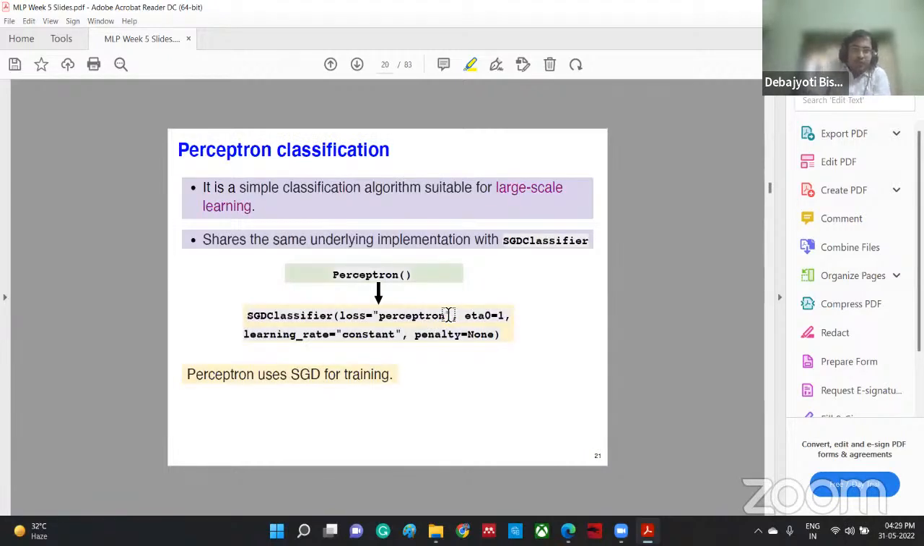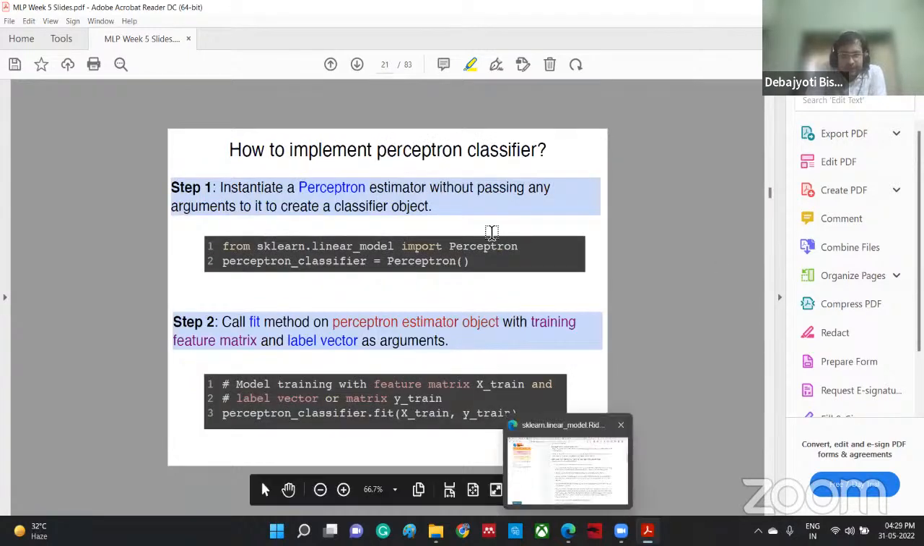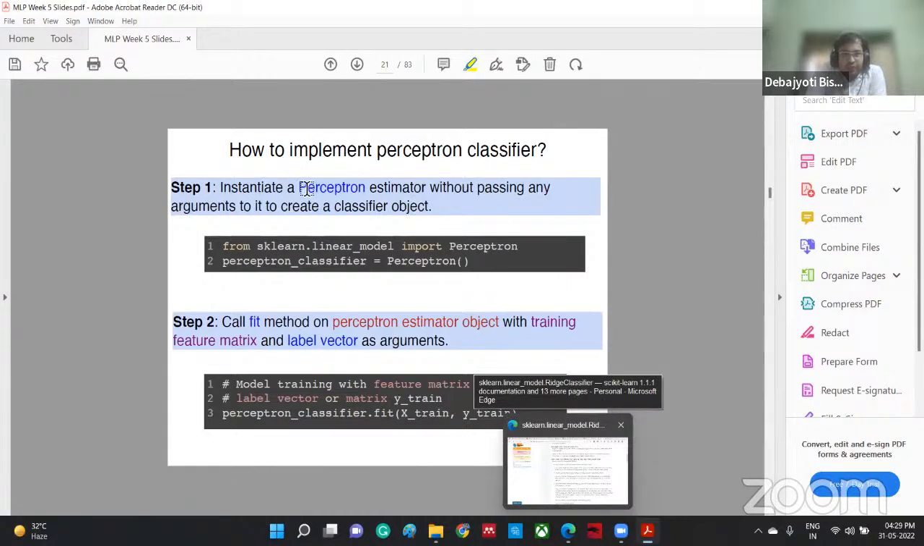Okay, so the perceptron is a classification algorithm suitable for large-scale learning, like the MNIST dataset we are using, right? It shares a similar implementation with the SGD classifier, and it also uses SGD as its training algorithm. And how do we implement the perceptron? We have to instantiate a perceptron estimator. That will also be important for the OPs, I think.